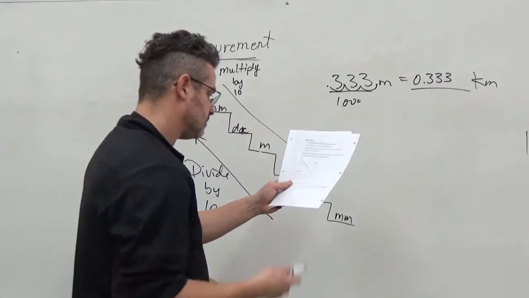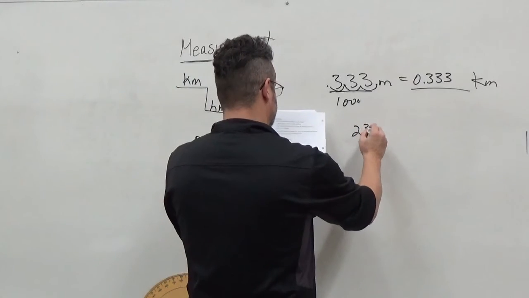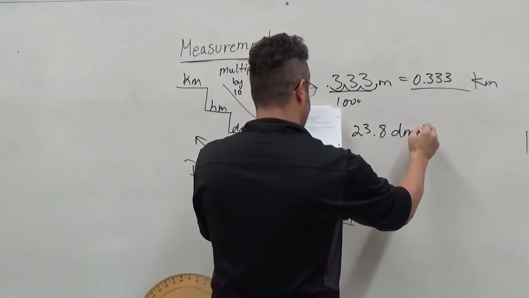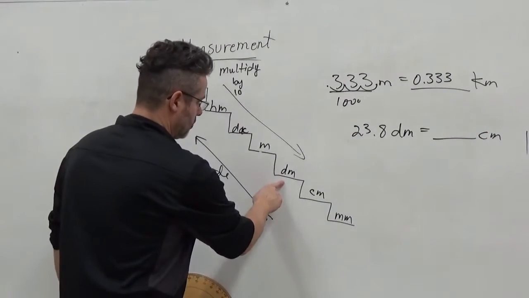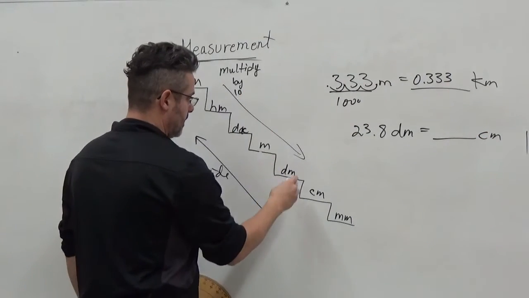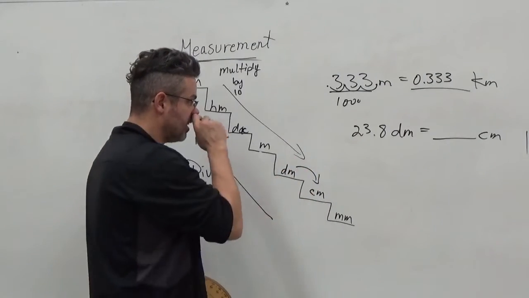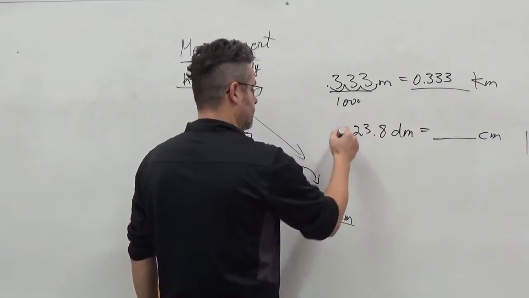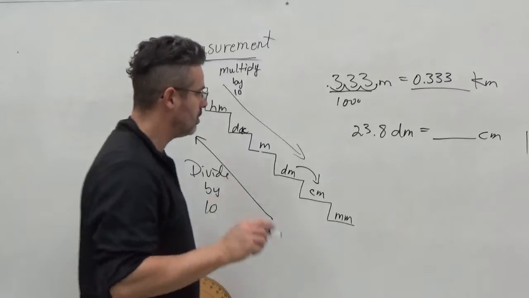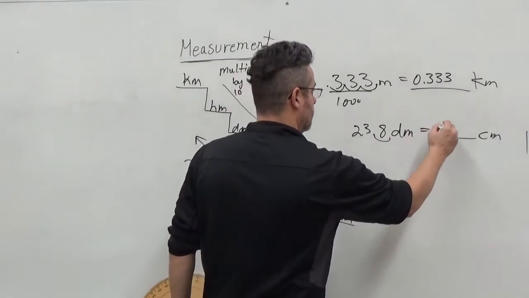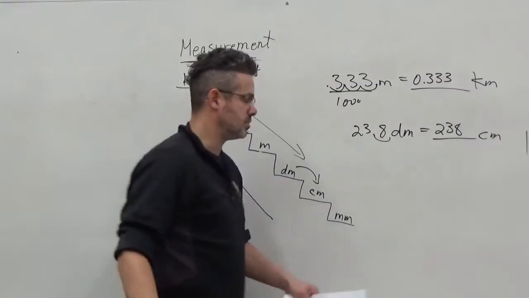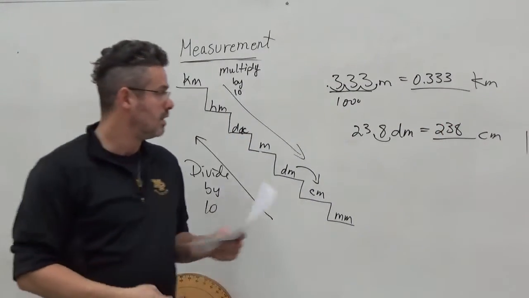How about 23.8 decimeters equals blank centimeters? Okay, well I'm actually going down, so I need to multiply it, and I'm only going down 1 step, so I have to multiply it by 10. Do I take my calculator and times it by 10? No, I just move the decimal 1 spot. That's timesing it by 10. 238. So 238 centimeters for that one.